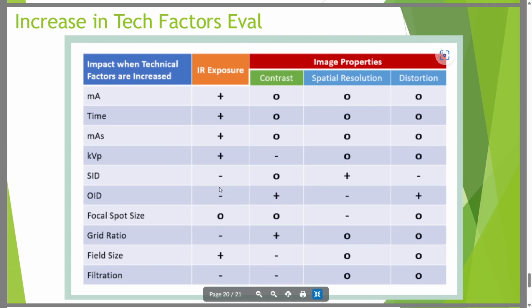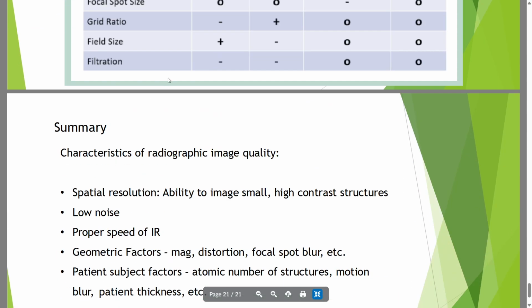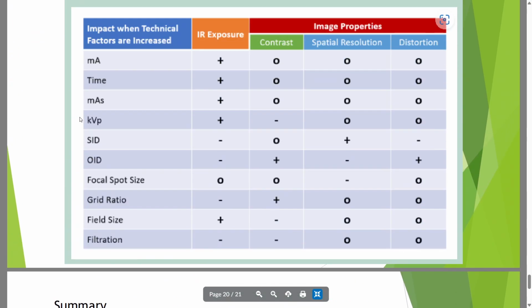And this is probably the biggest one. It's probably the most comprehensive. So it kind of tells you in detail what happens when you increase each of these factors and how they affect IR exposure, contrast, spatial resolution, and distortion. It's a lot of things all at once. So what happens to the IR versus what happens to contrast. As we increase KVP, we decrease contrast, etc. So make sure you know those tables pretty well. There will be a lot of relationship style questions on your exam.